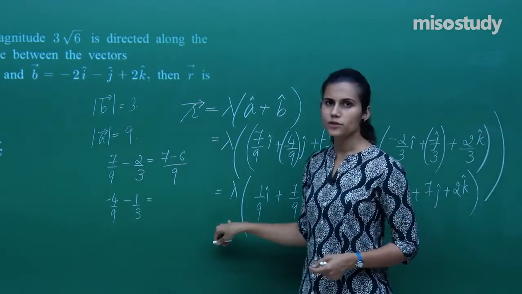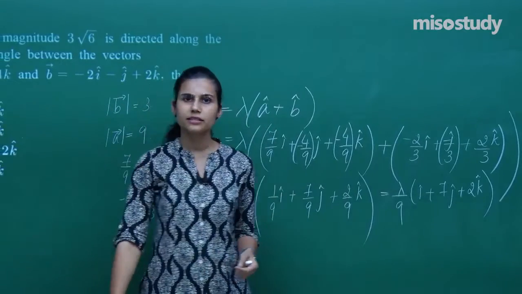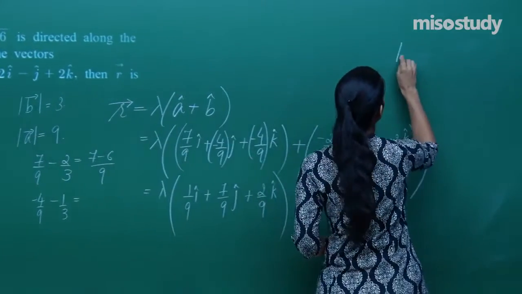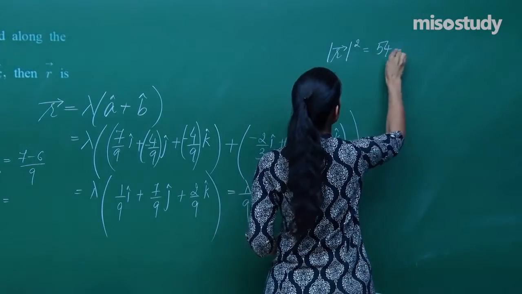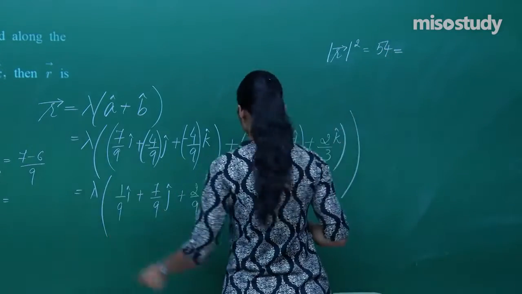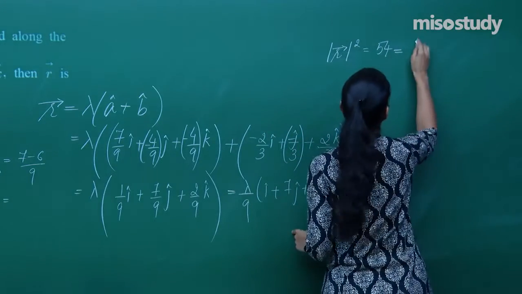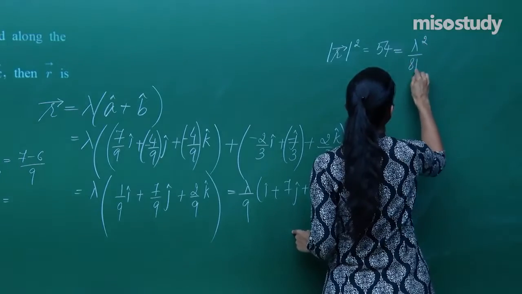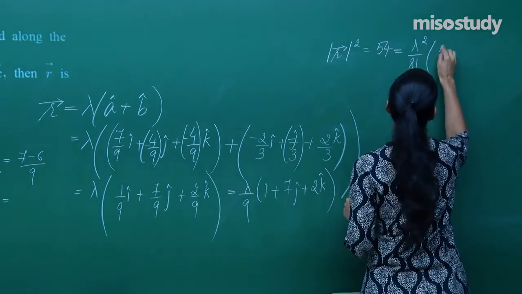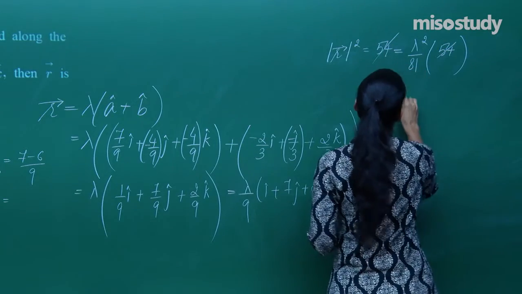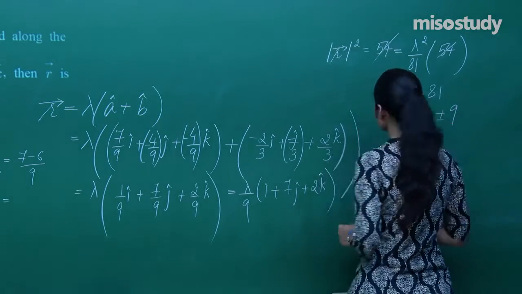Now, R vector you've got in terms of lambda, you actually want the correct value of R vector. It's given that magnitude of R vector is 3 root 6. So, magnitude of R vector whole square will be 3 root 6 whole square, which is 54. But actually magnitude of R vector squared will be lambda square by 81 into 1 square plus 7 square plus 2 square, which is again 54. So you get lambda square is 81, lambda is plus minus 9.